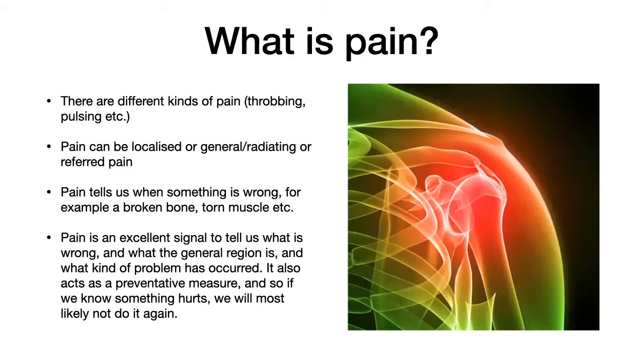Pain tells us when something is wrong, for example, a broken bone or a torn muscle or some immunological factor. Pain is an excellent signal to tell us what is wrong and what the general region for this pain is and where the problem is and what kind of problem has occurred. It also acts as a preventative measure. So just by learning and adaptation, if you know that you feel pain by doing something, you're less prone to do something in the future, which increases your chance for survival. In this case, pain is very advantageous.